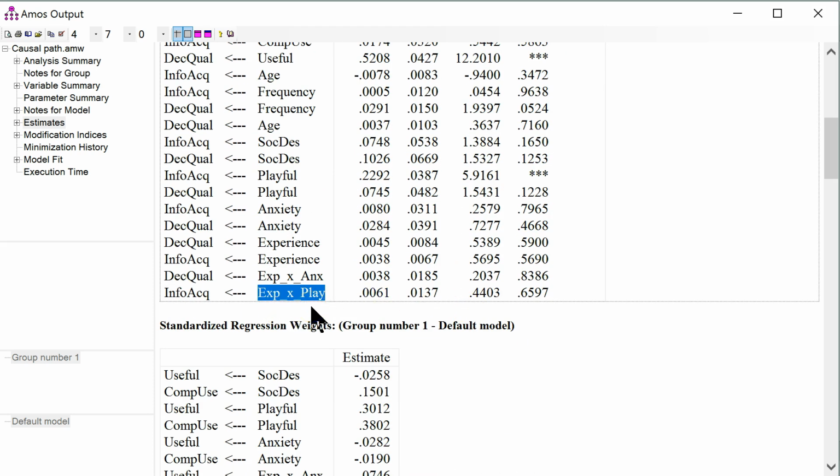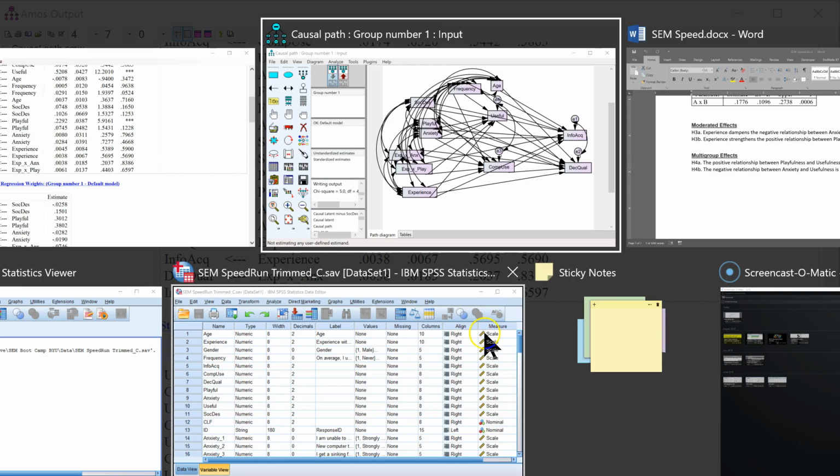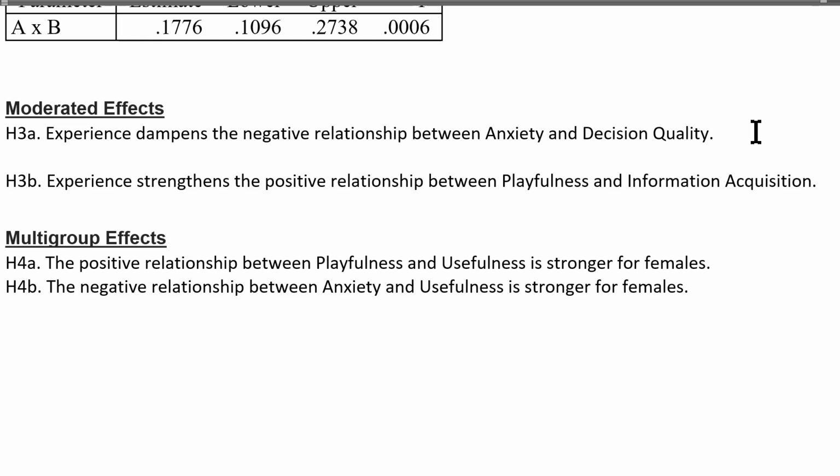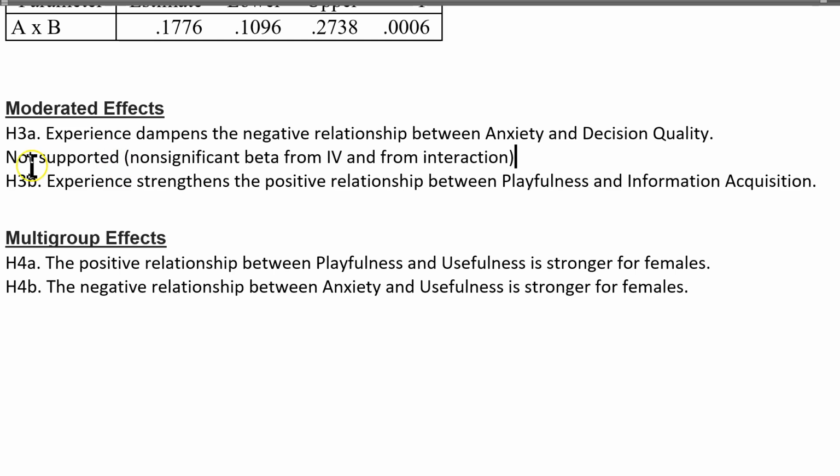Same with this next one, which was our next hypothesis, I believe. Experience strengthens the positive effect play has on information acquisition. Is that what we had? Let's see, experience strengthens, yeah, playfulness, information acquisition. So in both cases, the answer is no, not supported. Non-significant beta and p-value. Well, the beta is the one that's not significant, from IV and from interaction. So nothing there at all.